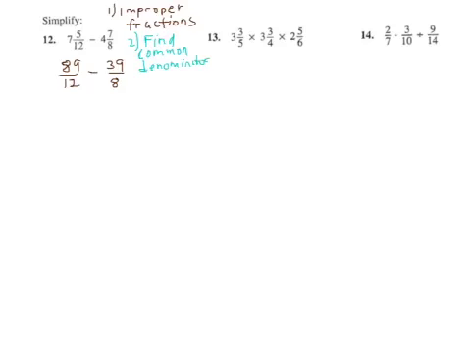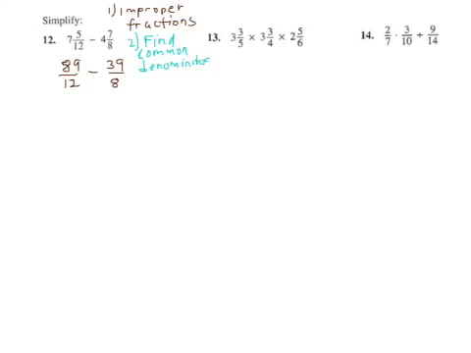Okay, number 12, we're going to make these improper fractions first, then find a common denominator, and then subtract. So to make this improper fractions, 12 times 7 plus 5, and that comes out to 89 over 12. And then the 8 times 4 plus 7 comes out to 39 over 8. Then the next step is to find a common denominator.